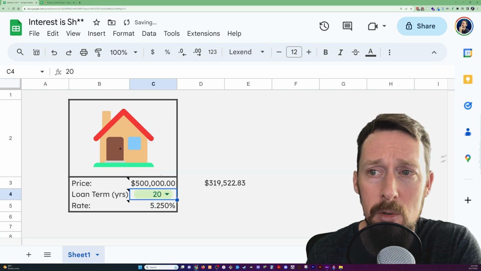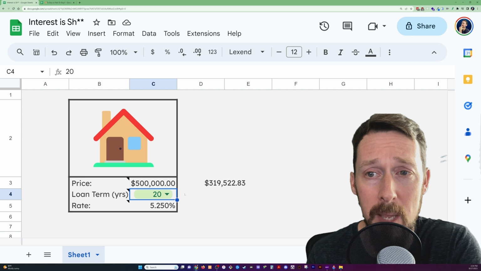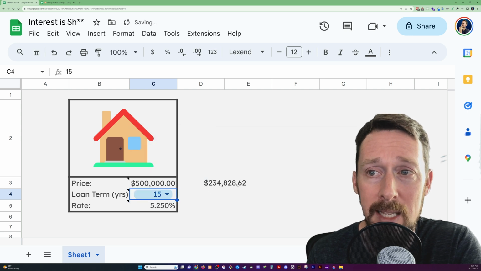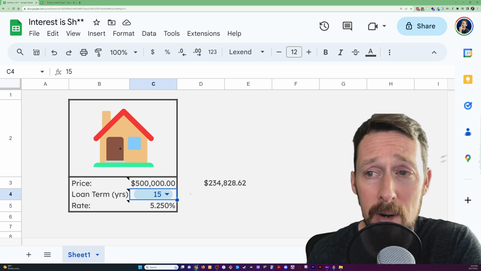If we drop this to 20 years, this drops by almost $200,000, to $319,000 in cumulative interest payments over that term. And then if we drop it down to 15 years, it's cut in half. So less than half of the original. It's still over $234,000 in interest, so it's not cheap.